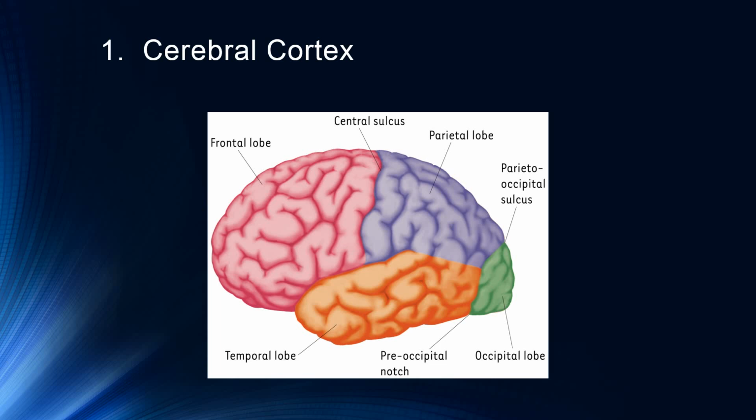The frontal lobe is towards the front. The temporal lobes are next to your temples. The very back of the brain is what's called the occipital lobe. That's entirely devoted to vision. And then the parietal lobe is located between the occipital lobe and the frontal lobe, up above the temporal lobe.